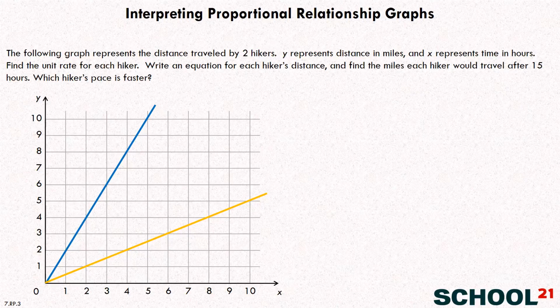Now it says find the unit rate for each hiker, and then it's giving us a whole bunch of other questions, so we'll come back to this, but let's read through them. Then write an equation for each hiker's distance, and find the miles each hiker would travel after 15 hours. And then it asks us which hiker's pace is faster. So there's about 5 questions in there, okay?